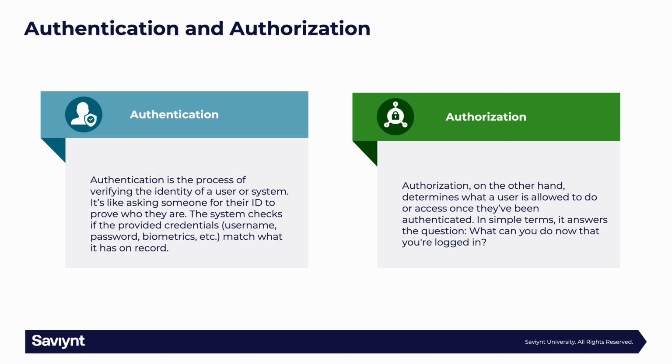Authorization, on the other hand, determines what a user is allowed to do or access once they've been authenticated. In simple terms, it answers the question, what can you do now that you're logged in? For example, after you log into Facebook, that is authentication. The system then determines which parts of the site you can access. For instance, it checks if you have permission to see someone's private profile, if you can post in a certain group, or if you can access admin tools. This process is authorization.